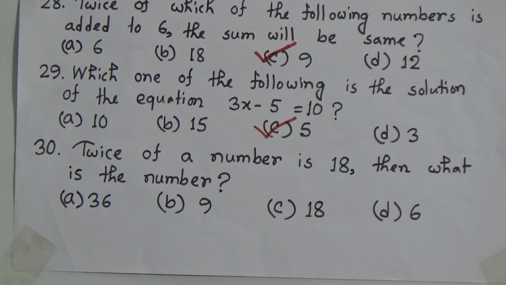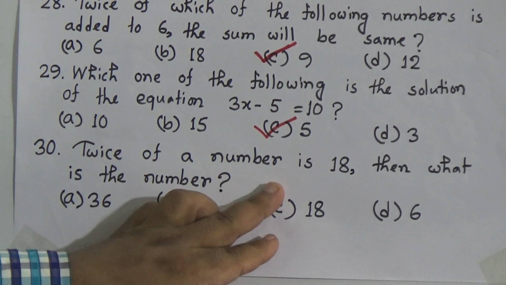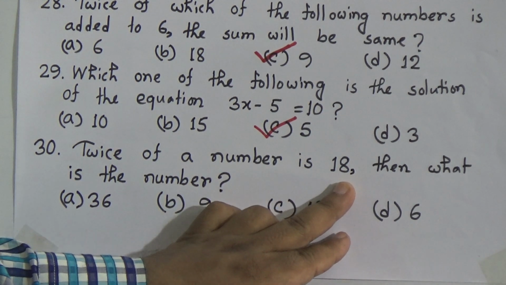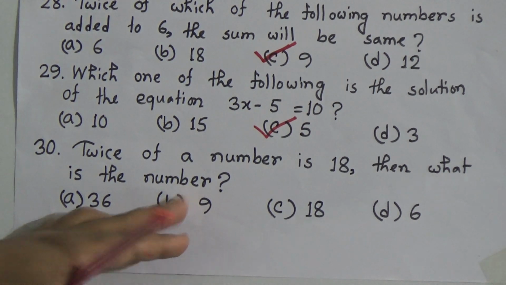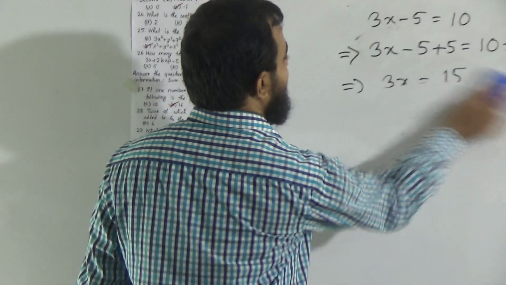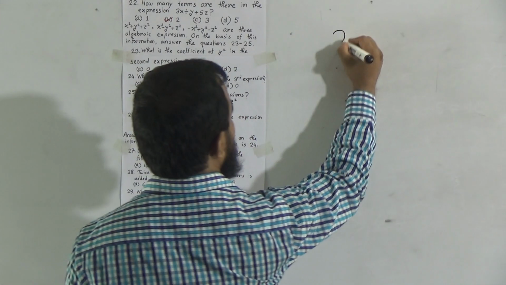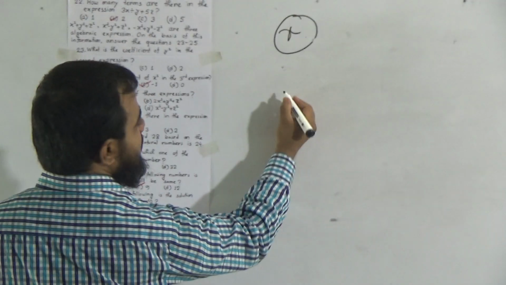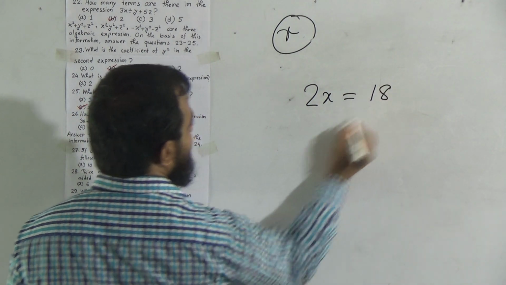Now dear students, the last question, number 30. Twice of a number is 18. Then what is the number? We have to find out the number. Again suppose the number is x. We have to find out the value of x. Now twice of the number means twice x, that's equal to 18. So easy.